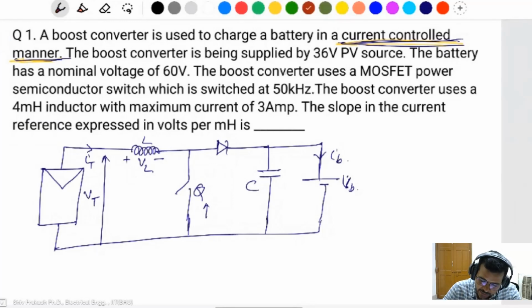The boost converter is being supplied by 36 volt. The VT is the 36 volt source. The battery has a nominal voltage of 60 volt. The boost converter uses a MOSFET, a power semiconductor switch. The frequency is 50 kilohertz. The boost converter uses a 4 millihenry inductor with a maximum current of 3 ampere. A slope in the current reference is expressed in volt per millihenry each.